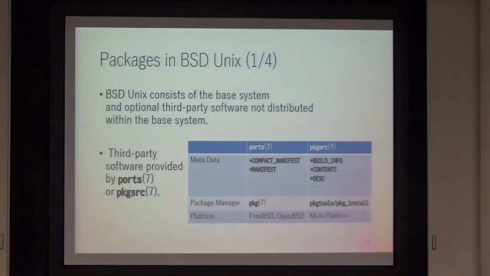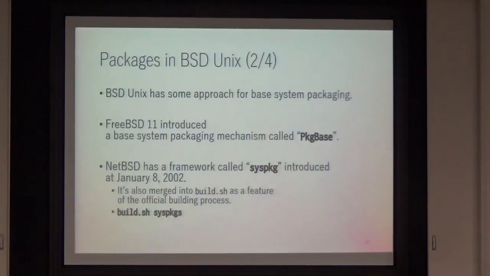In NetBSD, a set of package managers can be used to install packages. Metadata consists of files such as info, contents, and others. BSD Unix has some approaches for base system packaging. In FreeBSD, FreeBSD 11 introduced a base system packaging mechanism called pkgbase. In our environment, the FreeBSD base system comprises around 795 packages in the case of the amd64 architecture.